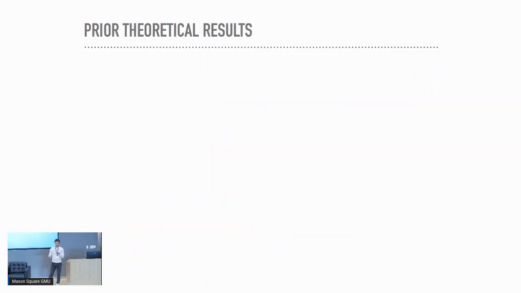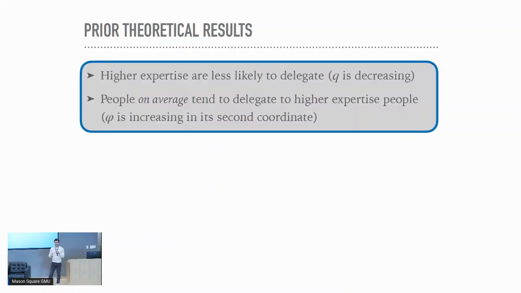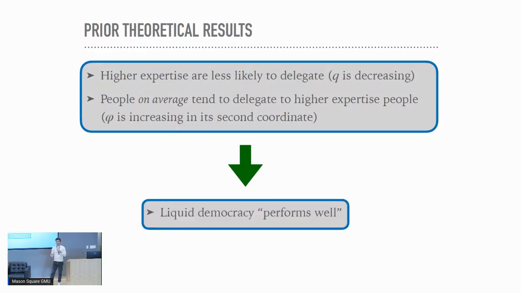So some prior theoretical results from our last paper are that as long as these behavior functions are moving in the right direction, so the more knowledgeable you are on the topic, the less likely you are to delegate. And in addition to this, when you do decide to delegate, you slightly more frequently delegate to people who are more knowledgeable. Not deterministically, sometimes you can delegate downwards, but at least on average, you tend to be doing something slightly better. This implies, again, according to these other theoretical properties, that liquid democracy is performing well. We expect it to frequently outperform direct democracy.